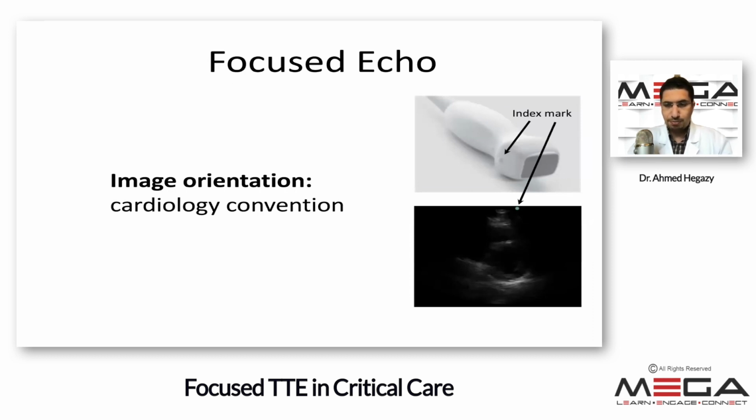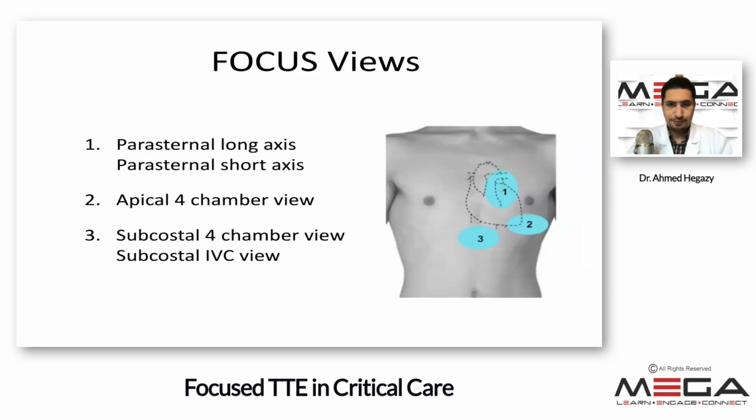Why is that? It's because the radiology convention is the opposite of the cardiology convention. The cardiology convention is that the index mark is on the right-hand side, as we see here right now, whereas in the radiology convention, the index mark is on the other side. So notice next time you're using your machine, once you switch modes, how the index mark will switch to the other side. It's because cardiologists and radiologists did not really agree on that part.